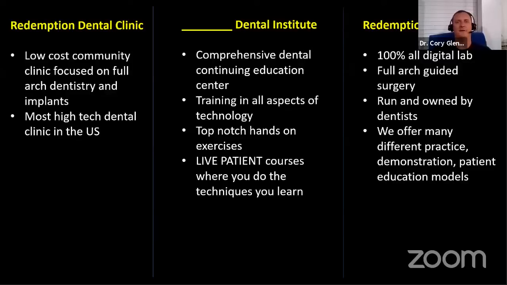So if any of y'all are in driving vicinity of Huntsville, it's probably going to be roughly $5,000 for a full arch of implants and any type of full arch restorations, zirconia, whatever. Because we're really doing that part as kind of a ministry. We'd rather not make money off of these poorer patients. We'd rather make it off you rich dentists. So your turn's coming.